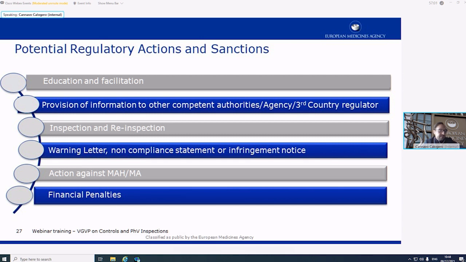So, for instance, the first one is the education and facilitation. I mean, this is when the competent authority may communicate with the marketing representative about the finding, about the issue. There could be, for instance, a meeting to talk about all the findings, to clarify the legal requirement and expectation of the regulator. And or again, the provision of information to other competent authority, agency, third country regulator. This is another potential action that could be taken into account. Or again, inspection and reinspection. Warning letter, non-compliance statement, or infringement notice.